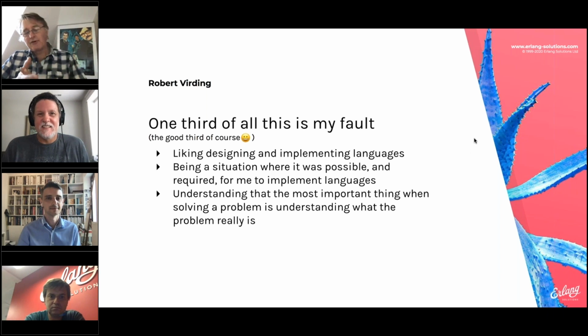The third, perhaps more serious one, is, after a while, understanding that the most important thing if you're going to try and solve a problem is understanding what the problem really is. Otherwise, you end up with a solution and then try to find a problem. You have a problem, you're trying to work out what the real problem is, and then find a solution. Those are some of the things that have been fundamental, I'd say, in my development.